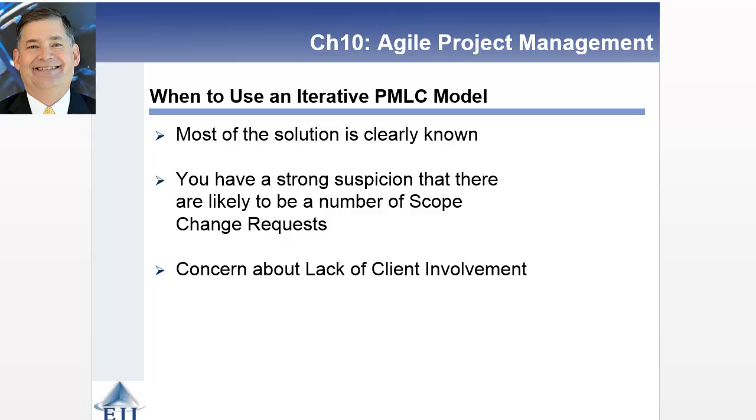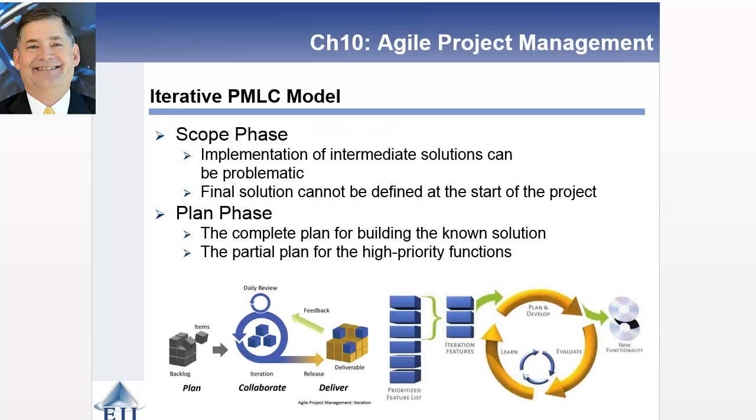And then finally, if you've got concern about lack of client involvement, the client is going to have to be involved in making decisions at the end of each iteration. This gives you those regular checkup points with the client, to make sure things are moving in the right direction. But anything within Agile, unlike traditional, you've got to have heavy client involvement. So let's go through each of the phases.